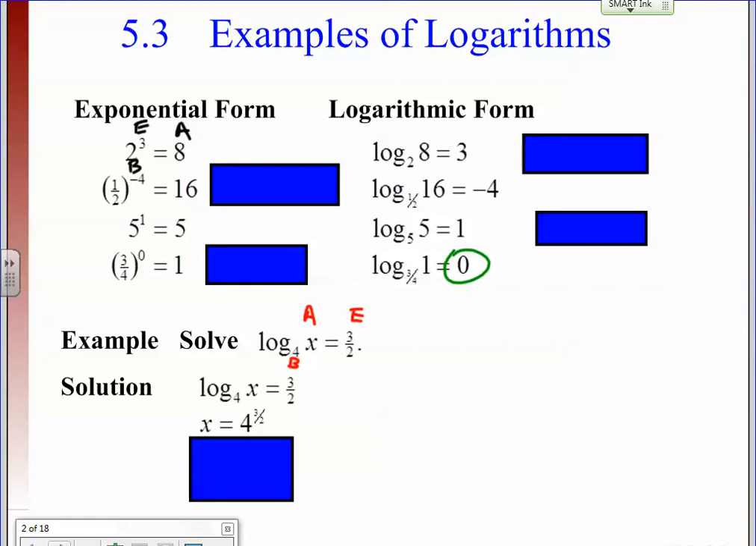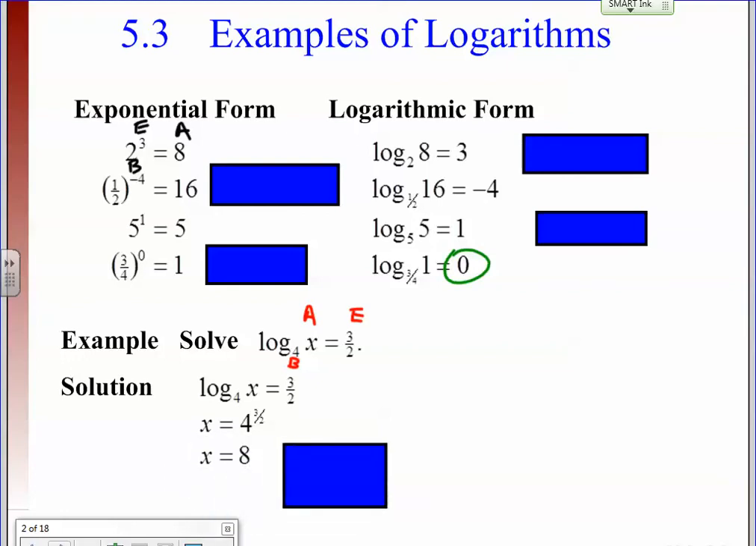So what's 4 to the 3 halves? A half on the bottom is the same as a square root. The square root of 4 is 2. Then 2 raised to the third power is going to be 8. So that's how they get that answer there.